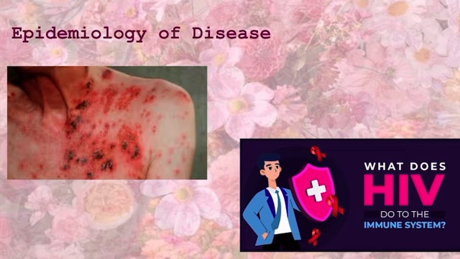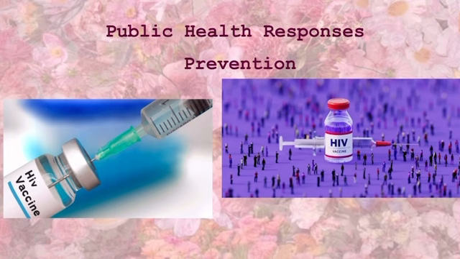HIV type 1 primarily enters the body through the mucosa during sexual contact or exposure to infected blood, like I said, needle sharing, and from mother to child during either pregnancy, labor, or breastfeeding.